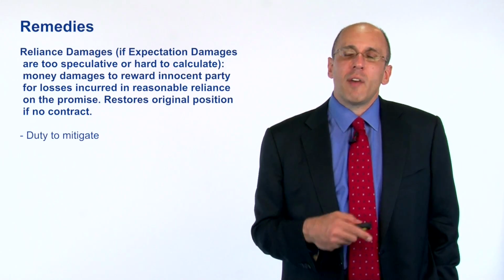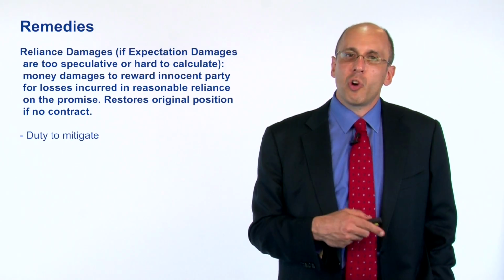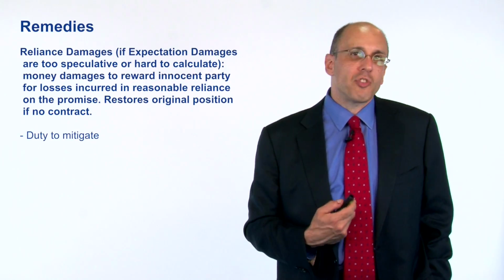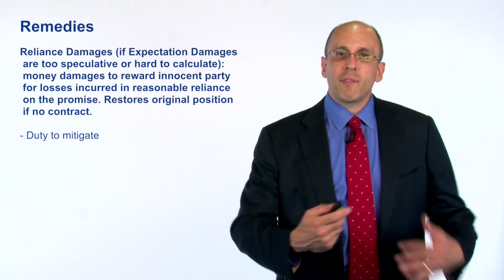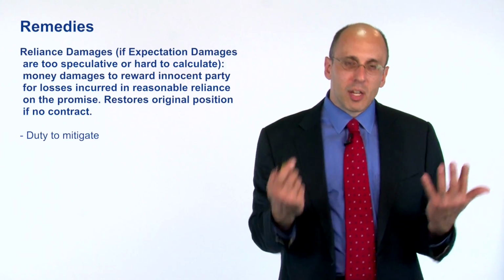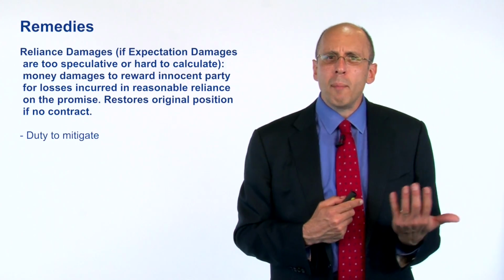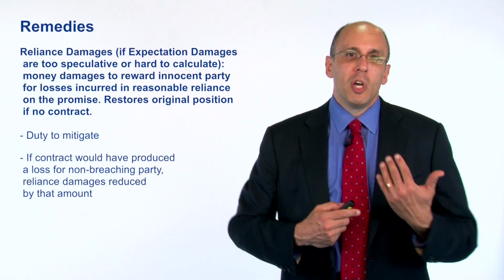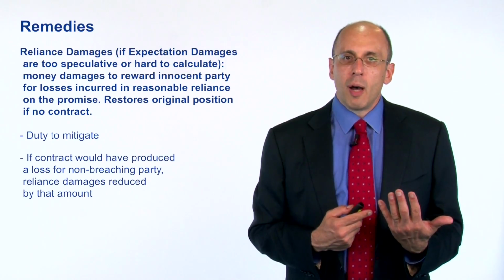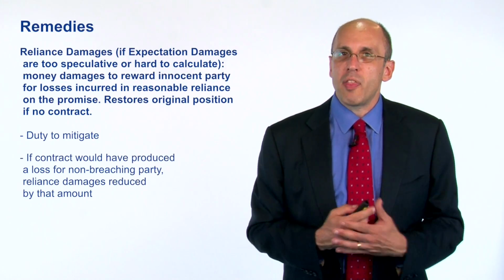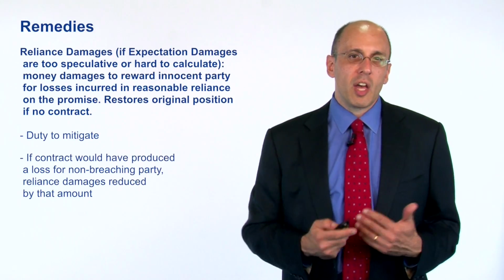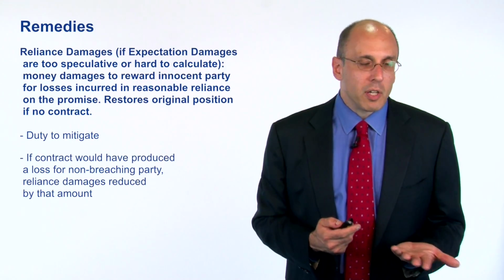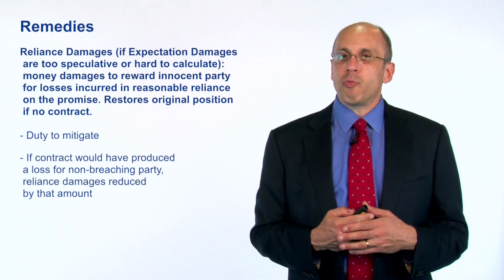There, again, you have the same duty to mitigate. So whatever harm you have faced because the contract wasn't performed correctly, you have to try to mitigate those damages. You can't take advantage of them. And if the contract would have produced a loss for the non-breaching party, then reliance damages are reduced by that amount. Of course, because then the party is actually benefited from the fact that the contract didn't go forward.